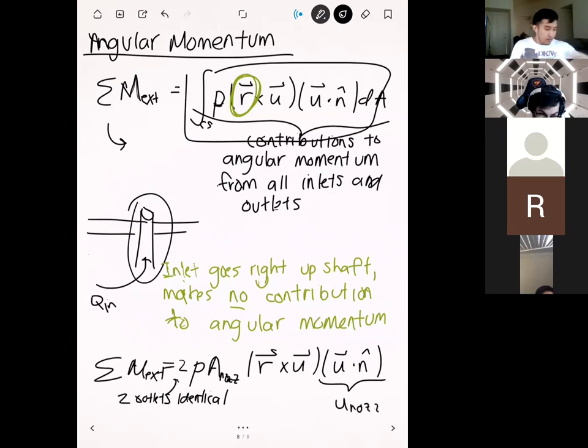Let's start writing the terms here. Remember, this u dot n is our carrying velocity, the velocity of the fluid at the outlet, respecting the sign conventions for inlets and outlets. Since this is an outlet, it'll be a positive u nozzle, which is what we just solved for in the previous part. Now we need to compute this term right here, this r cross u.